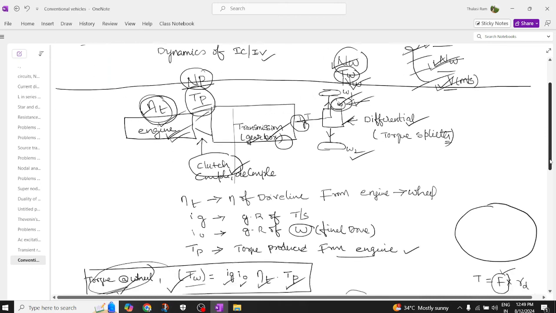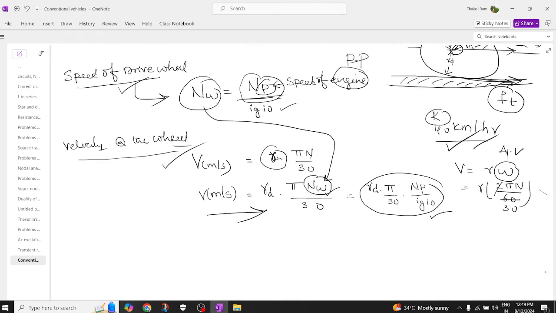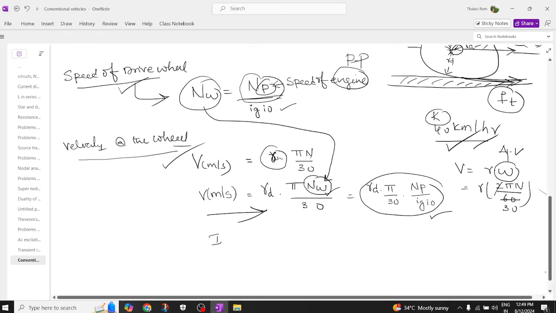In the upcoming class, we will continue with how these parameters of an IC engine are compared with our electric vehicle characteristics. Almost all the characteristics will be the same. Hope you are able to understand the content. So we are going to map the power, speed and torque characteristics of an IC engine with an electric vehicle.